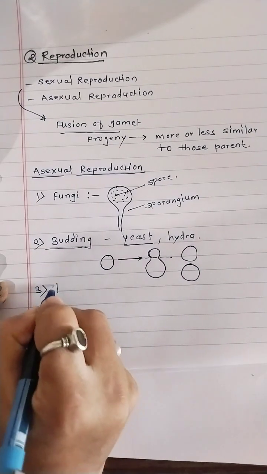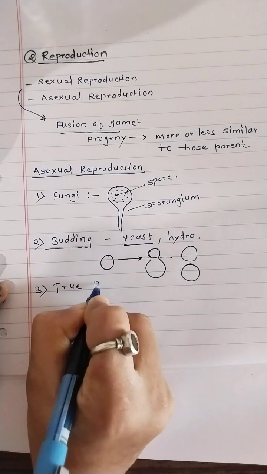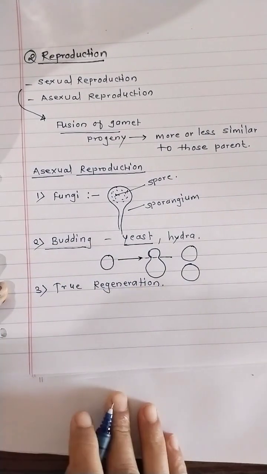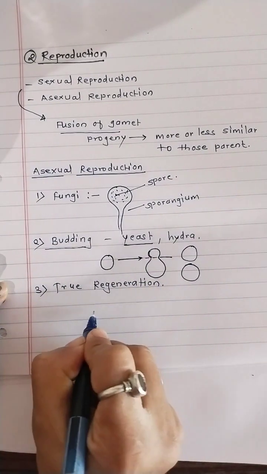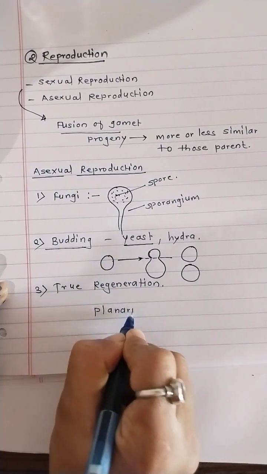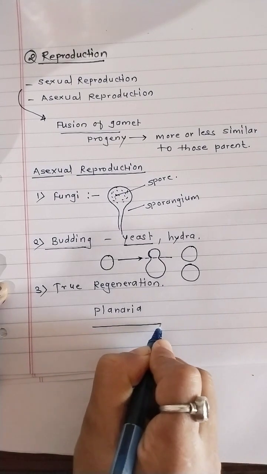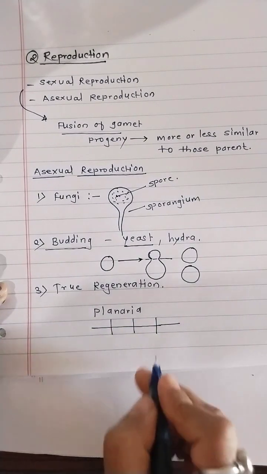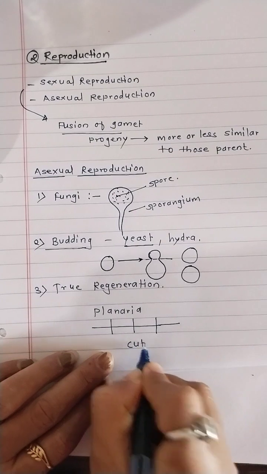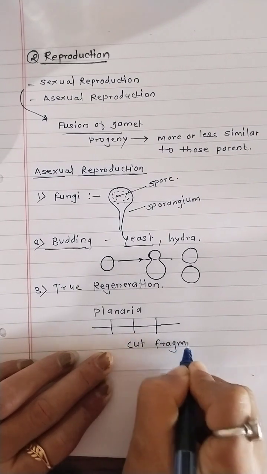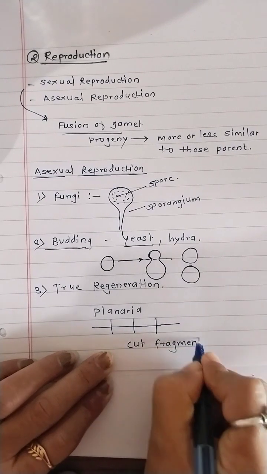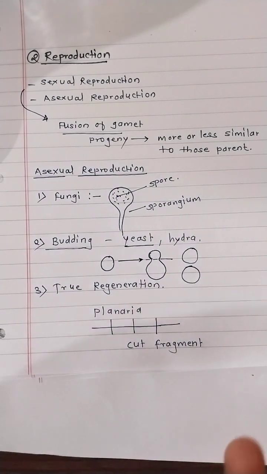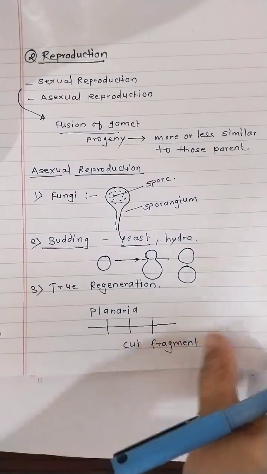Third is regeneration. What is the meaning of regeneration? Planaria has a segmentation form: it is cut, and each cut fragment is considered a new individual. So this is regeneration.